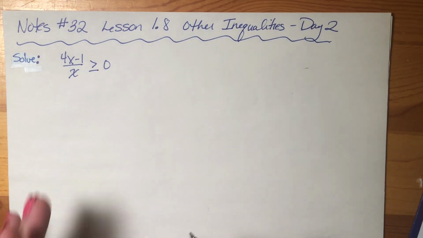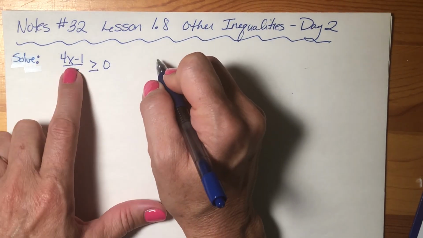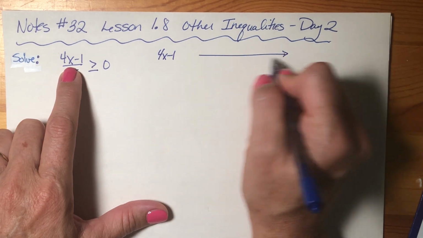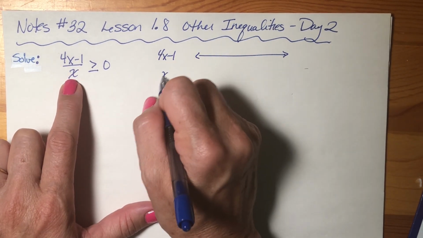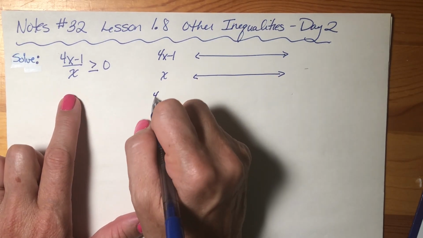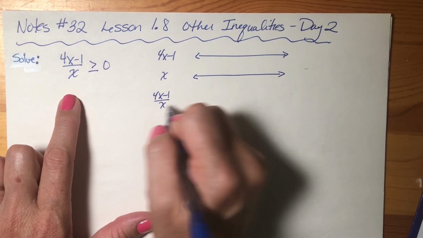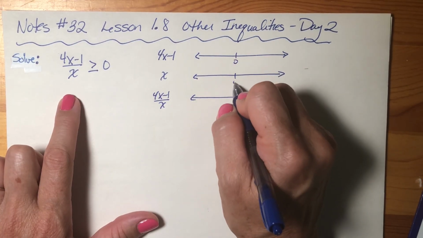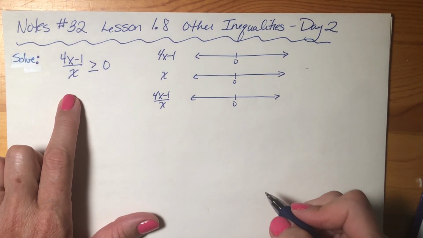I like the number line method personally. Notice I can't break 4x minus 1 down at all, so I'm going to draw a number line for that. My denominator is x, so I've got a number line for that. And then, of course, I've got the (4x minus 1) over x. I know the number lines are a little bit longer, but you always get the problem right with that.